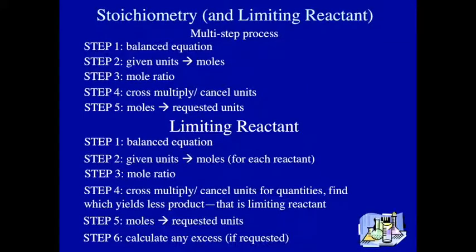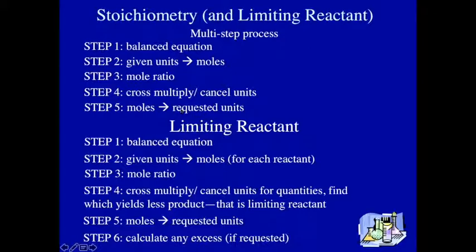In this video, we're going to cover stoichiometry and limiting reactant, which are really all the same sort of idea. It's a way of thinking through multi-step processes based on what we know from chemistry. Just like any stoichiometry problem, you have a balanced equation. You take your given units, grams, liters, numbers of particles, and transfer them into moles. Moles are our common conversion in all of these situations. Set up a mole ratio, cross multiply, cancel out the units you don't want, keep the units that you do want, and then going from moles to requested units is the next step.